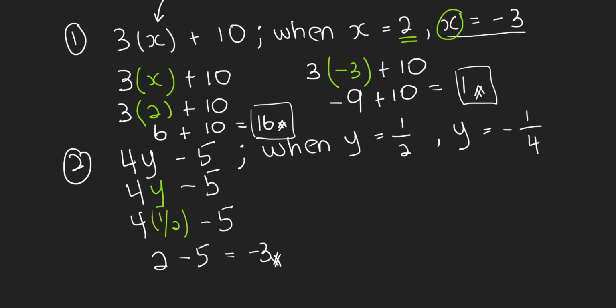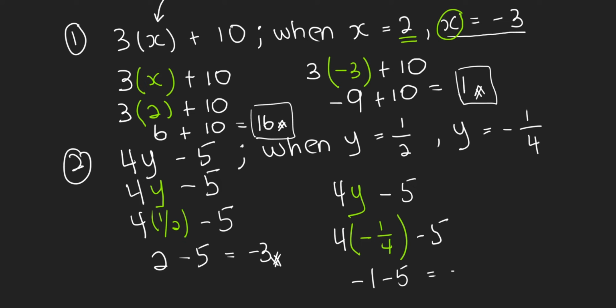Now let's work the same with the second variable value that has been given to us. The second variable value that is given to us is negative 1 over 4. So that is what I'm going to do. So it's 4 multiply negative 1 over 4 minus 5. So a quarter of 4 is 1, and since positive multiply negative gives negative, it's negative 1 minus 5, that gives us negative 6.